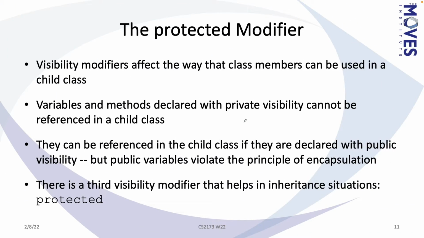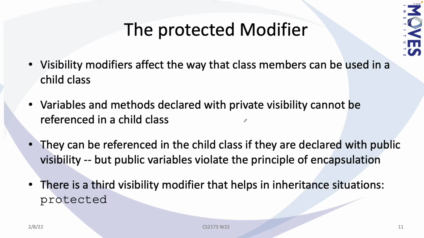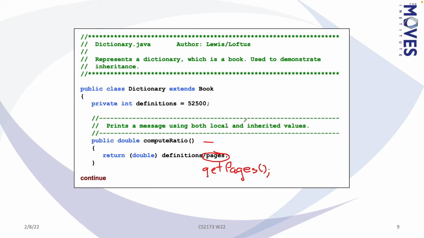Okay, so what is this protected thing? Private means that only the defining class has access to that thing, and that thing can be either an instance variable or an instance method. So if you say private definition, then only instances of the dictionary class have access to this variable. And if pages were defined to be private, only the book class itself would have access to that, not instances of the subclass.